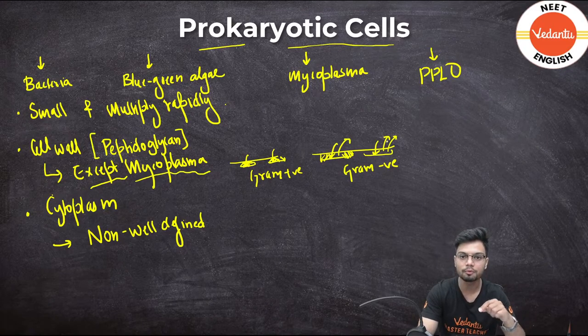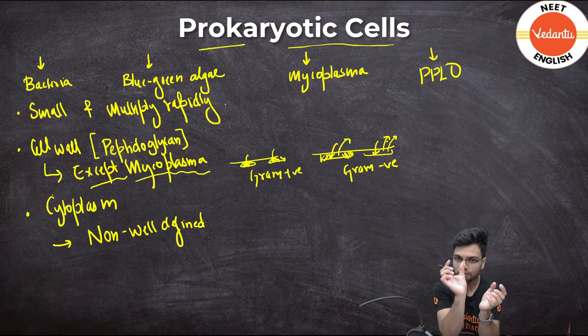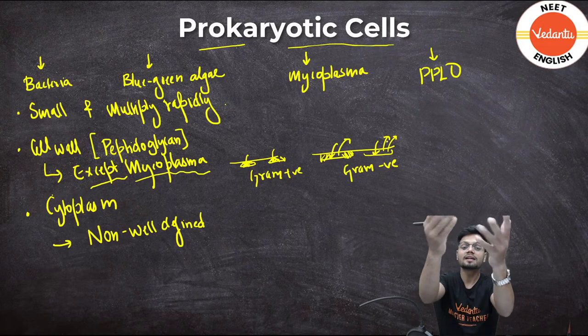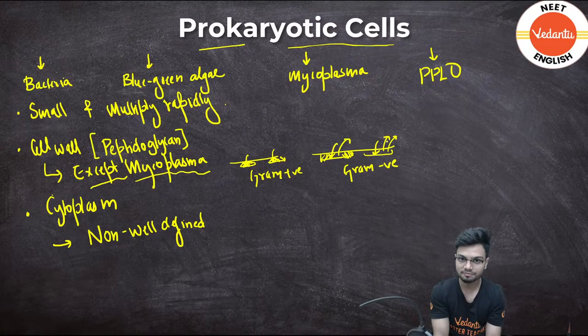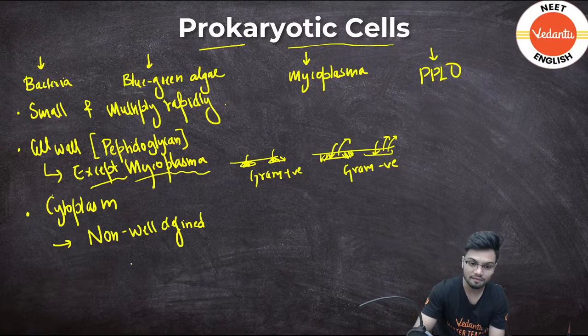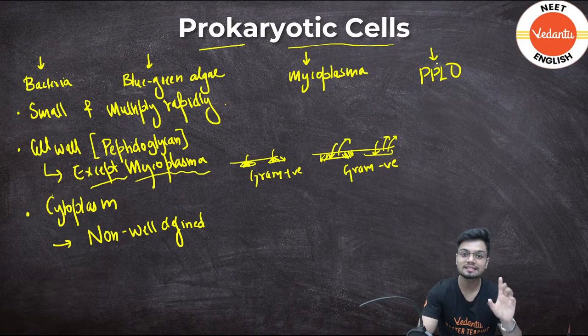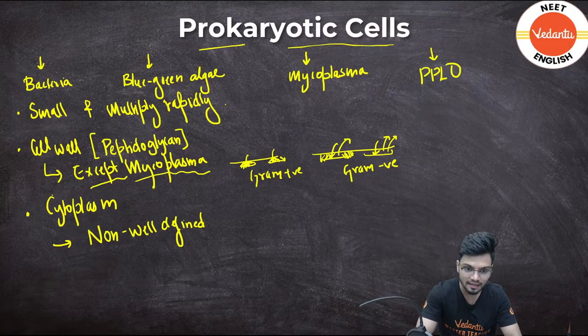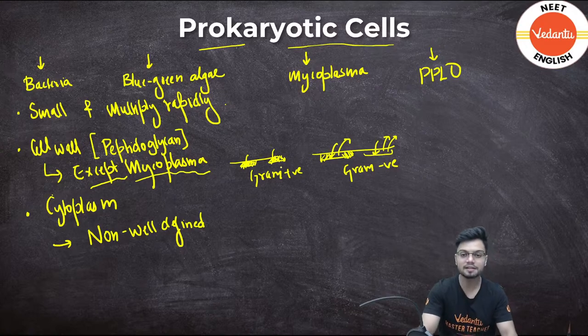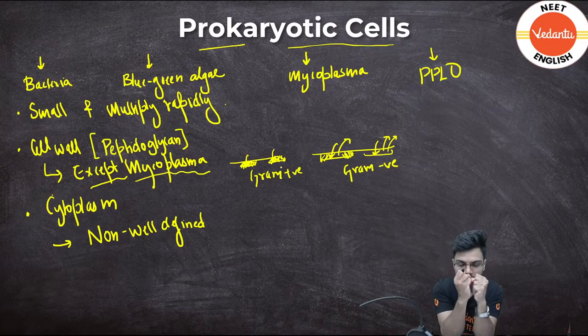All the stain will come out because the lipid holes are still open, so stain can easily spill outside. That is why, when we add the last stain called safranin as a counterstain, the gram positive cell takes up the stain because the lipid layers have closed and the stain was captured inside.